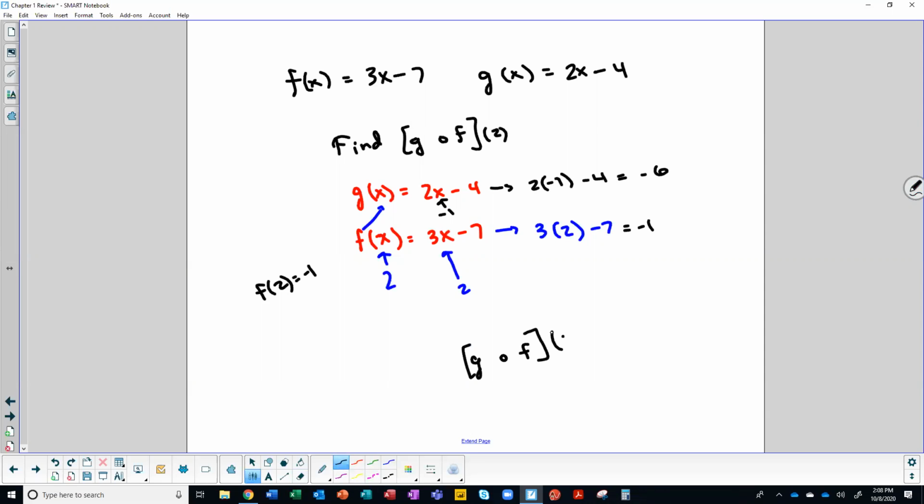g of f of 2 equals negative 6, where this 2 refers to the domain of g of f, and the negative 6 refers to its corresponding range output, and which would be the answer, by the way. The answer is negative 6. Okay, so there's that.